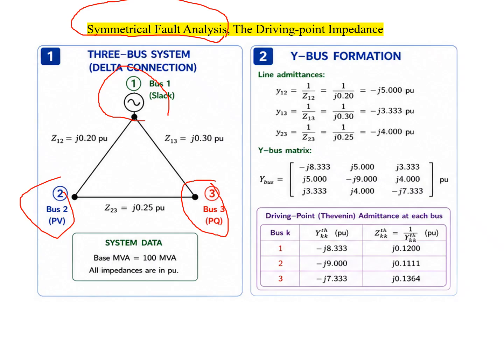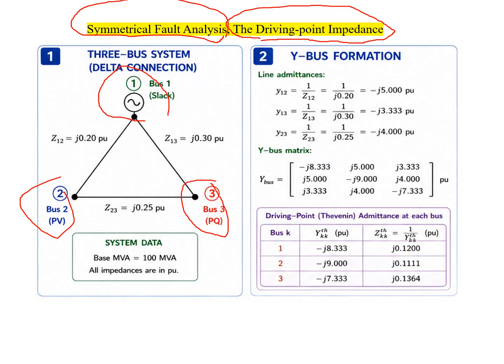Considering 100 MVA as base power and 11 kV as base voltage, we'll see how to calculate the symmetrical fault analysis, that is, the circuit breaker required, both the speed and interrupting capacity. To do that, first we'll consider the driving point impedance. This driving point impedance is very straightforward and can be obtained from a Y-bus matrix.